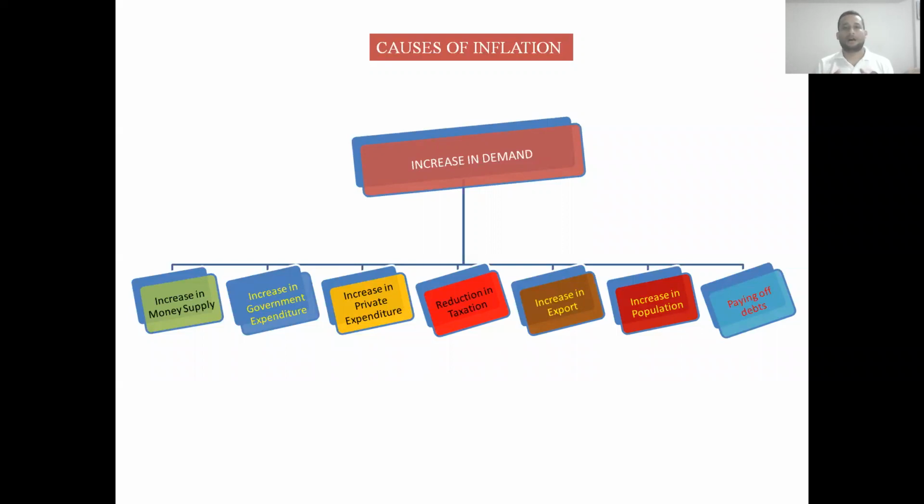So this inflation is due to the imbalance, or disequilibrium, between demand and supply forces, and is attributed to an increase in demand for goods and services and a decrease in supply of goods and services.